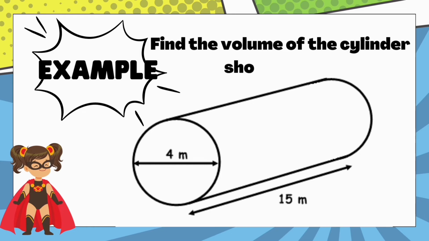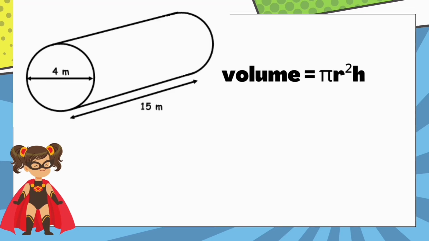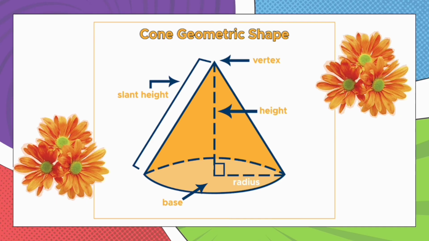Next is how to find the volume of a cylinder. You are told to find the volume of this cylinder on the screen. You will be given the diameter as 4 meters and the height of the cylinder as 15. The volume of a cylinder is pi r square h, and so we substitute those parameters into the formula, giving you 1320 divided by 7, which is 188.57 meter cube.